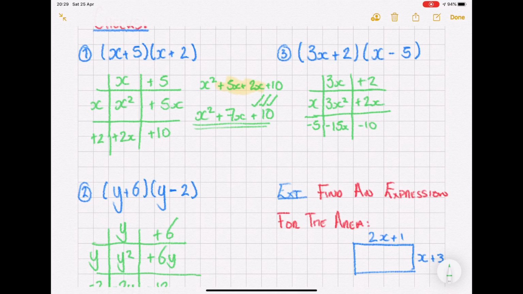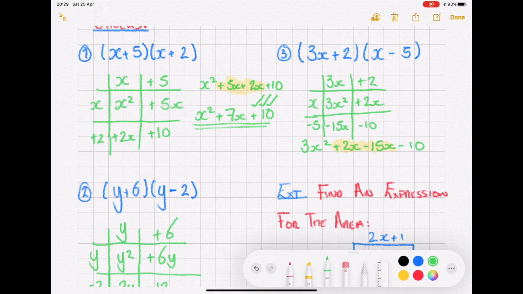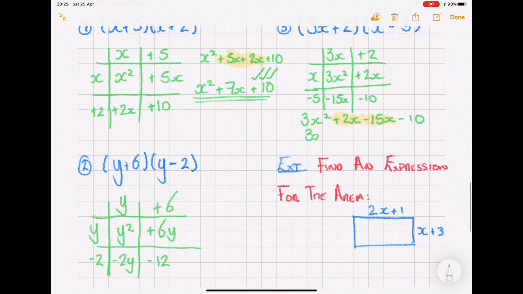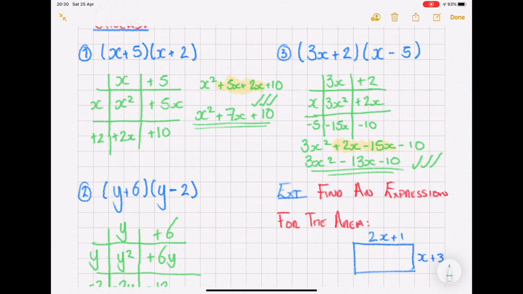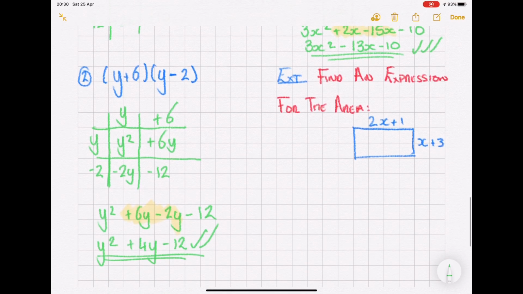So we rewrite everything from the grid. 3x squared plus 2x minus 15x minus 10. Can we simplify? Yes, we can. Simplify those to give us 3x squared minus 13x minus 10. That's our final answer. If you got that, give yourself some ticks like that. Well done. Now let's have a look at the extension, find an expression for the area.